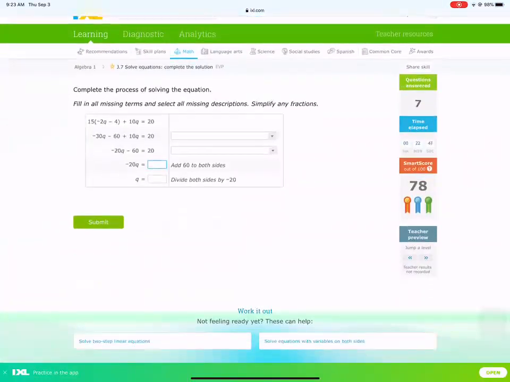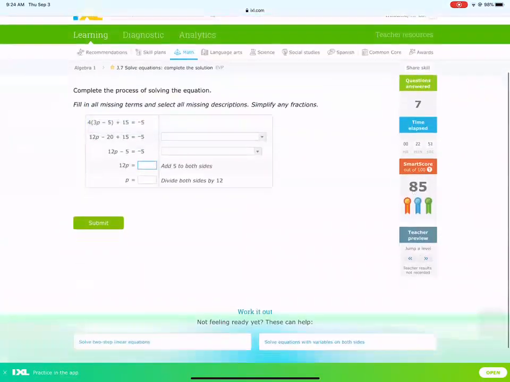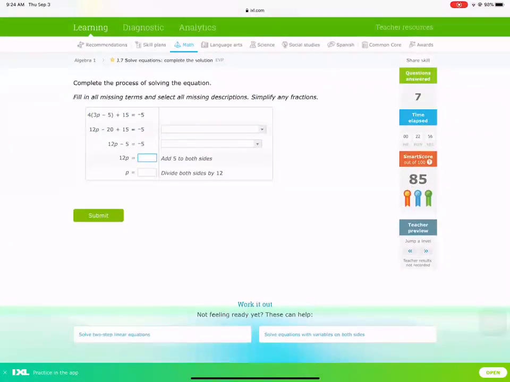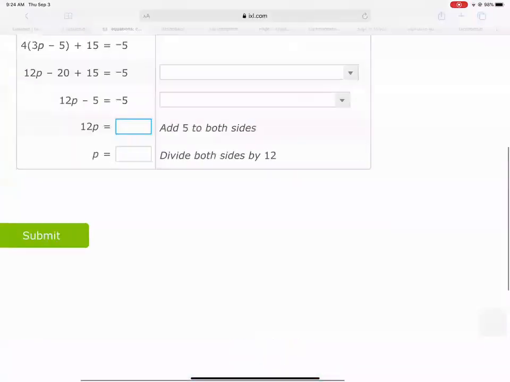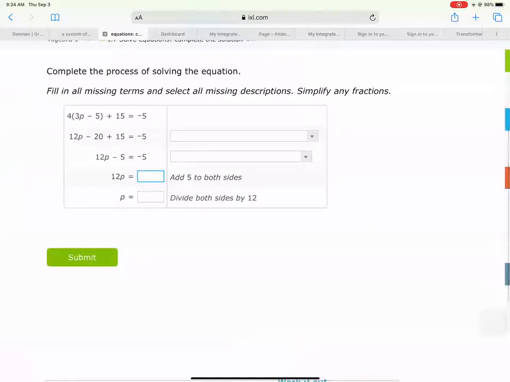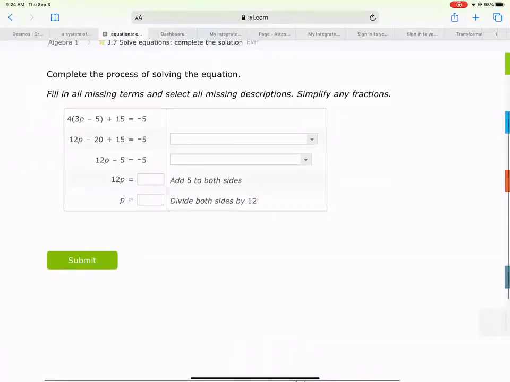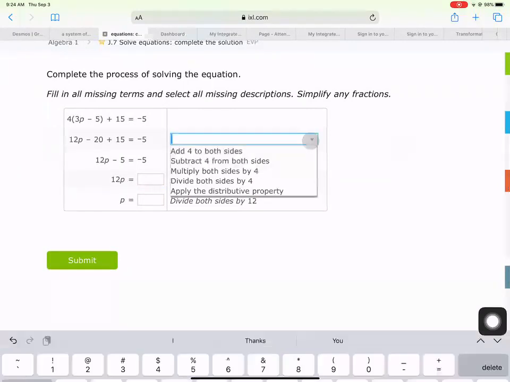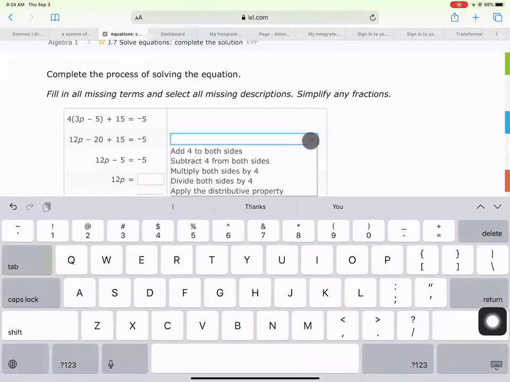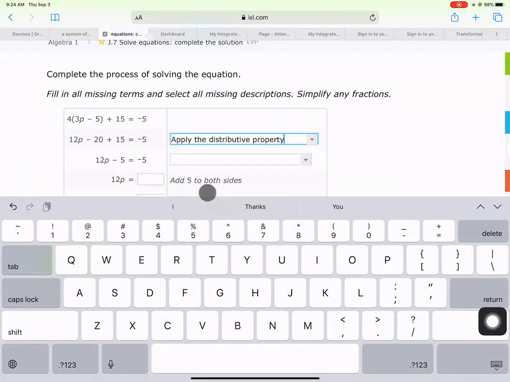Okay, let's jump to this. Let's get a little farther up. So again, we're just describing the moves that they did. First move, how did I get from a 4, 3, and 5 to a 20 here? So 12 and 20. Did they divide by 4 or did they multiply out? They multiplied out. So we're going to say we multiplied. Wait, did we multiply both sides? No. Did we divide both sides? No. Oh, the distributive property. We multiplied everyone by that 4.